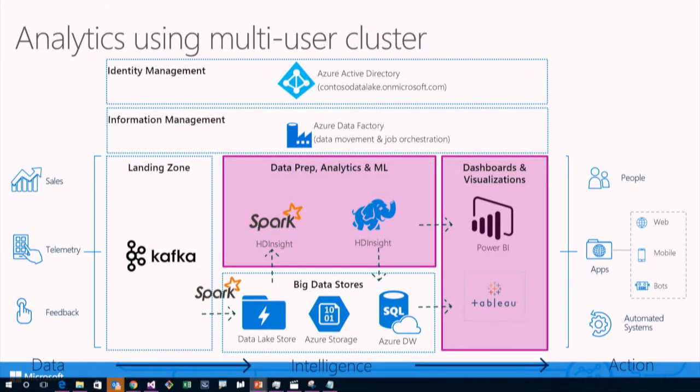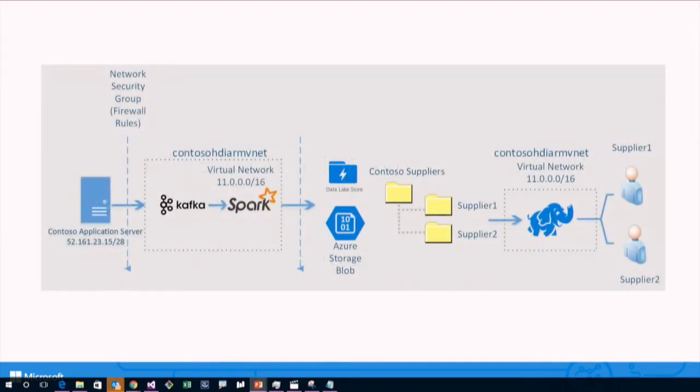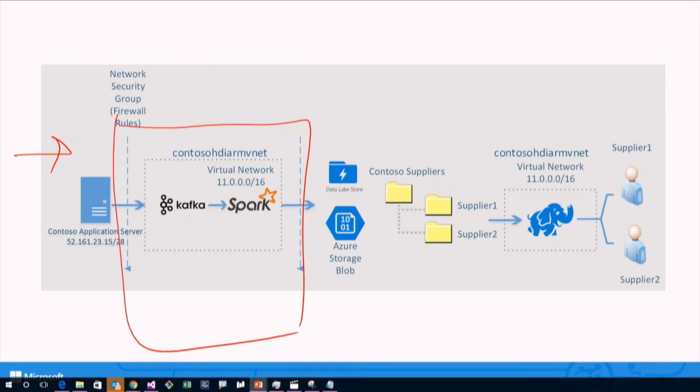Isn't that great? Now, the second piece to it is how do you configure multi-user authentication? I want to prevent sensitive information from being visible to anyone but privileged users. Now, how do you go about doing that? Well, you have this application server connecting into the Kafka and Spark clusters. And I have separated this VNet from this VNet, but if you read carefully, they are the same VNet essentially. Just for illustration purposes, and for a flow, I have just mentioned them in separate places.